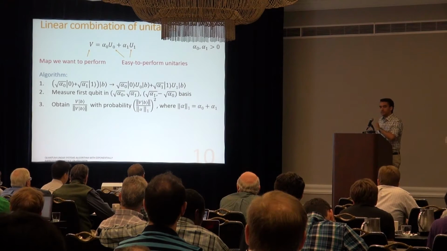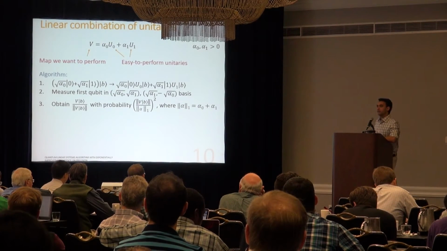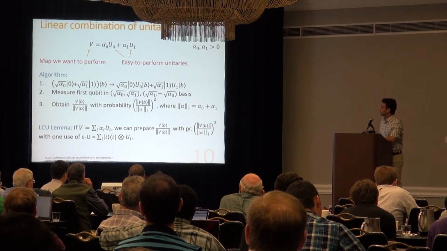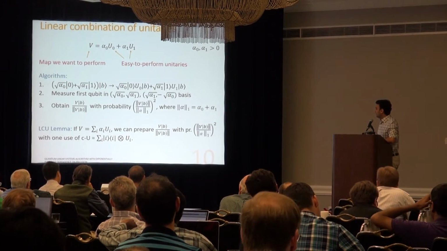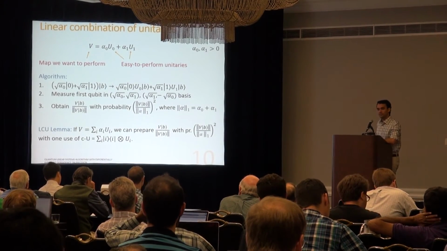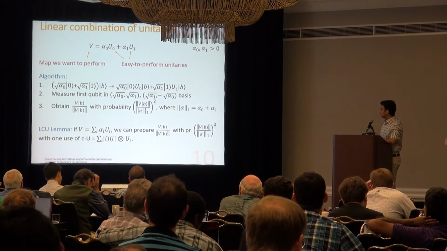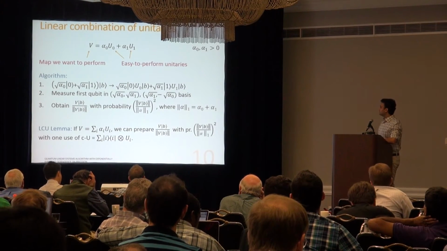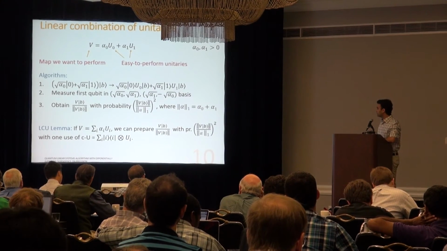So this example was just with 2 unitaries, U0 and U1. But more generally, if you have a linear combination of a whole bunch of unitaries, so if V is just some sum of alpha i U i, then the same thing can be done. It's essentially the same algorithm, just suitably generalized. You can prepare the state you want, which is VB suitably normalized. And there's some small probability of this happening. And the probability is, again, the same expression as before.